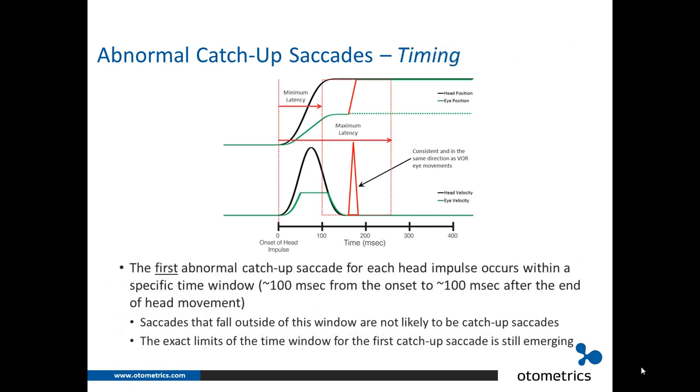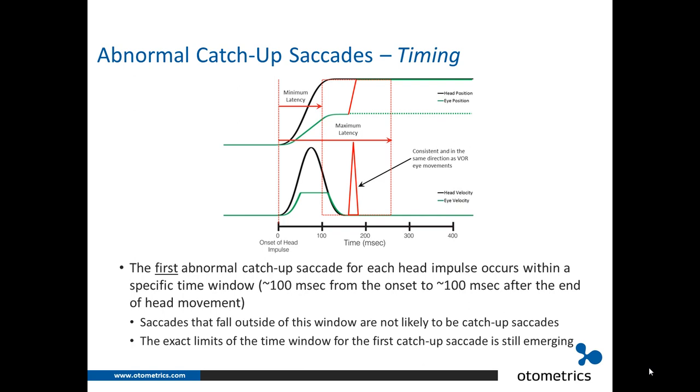Catch-up saccades have a very specific time window because of the cortical level involvement. We know that more than one catch-up saccade can occur during the same head impulse. The very first one of these typically occurs within a window that starts about 100 milliseconds after the onset of the head impulse and extends to about 100 milliseconds after the head comes to a stop. The exact limits of this time window are still not fully established in large-scale studies, and again, one has to rely on clinical judgment when deciding if a catch-up saccade meets the timing requirement for abnormality.